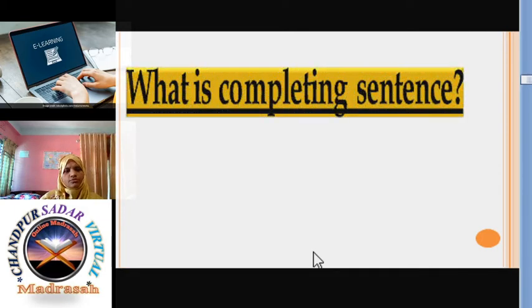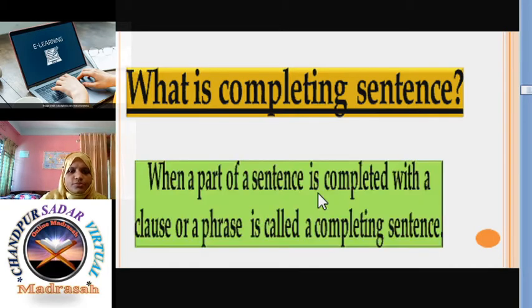So at first, what is our first learning outcome? What is completing sentence? When a part of a sentence is completed with a clause or phrase, it is called completing sentence. That means when a part of a sentence remains incomplete and you have to complete it, that is called completing sentence.